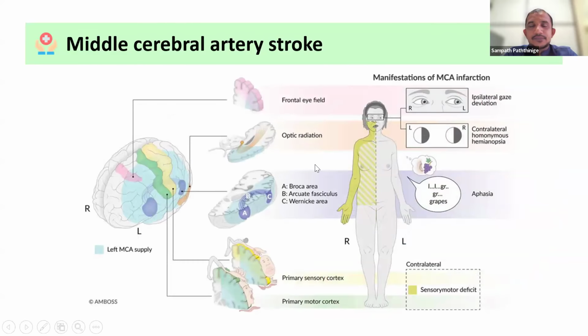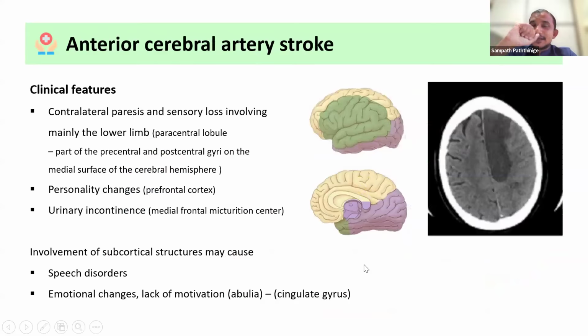So this again summarizes the same thing. What you see: the frontal eye field, optic radiation, Broca's area, Wernicke's area, all that. If there's an anterior cerebral artery stroke, what we basically see is both motor and sensory defects affecting the lower limb. Because you learn the sensory and motor homunculus, the lower limbs are inside. So they are higher up and in the medial aspect of the cerebral cortex. So there is a neurological damage, both motor and sensory, affecting the lower limbs. And it affects the prefrontal cortex, so there will be a lot of personality changes.